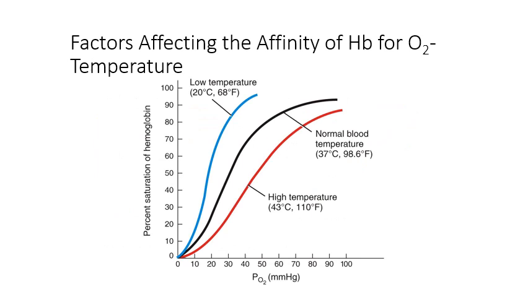All right, so temperature is another thing that affects the affinity of hemoglobin for oxygen. If we look at this here, your normal blood temperature of around 37 degrees is the black line. If the temperature gets too hot, so if you get a very high temperature, your blood is going to be less likely to want to hold on to that oxygen. And the opposite is true for very cold temperature.